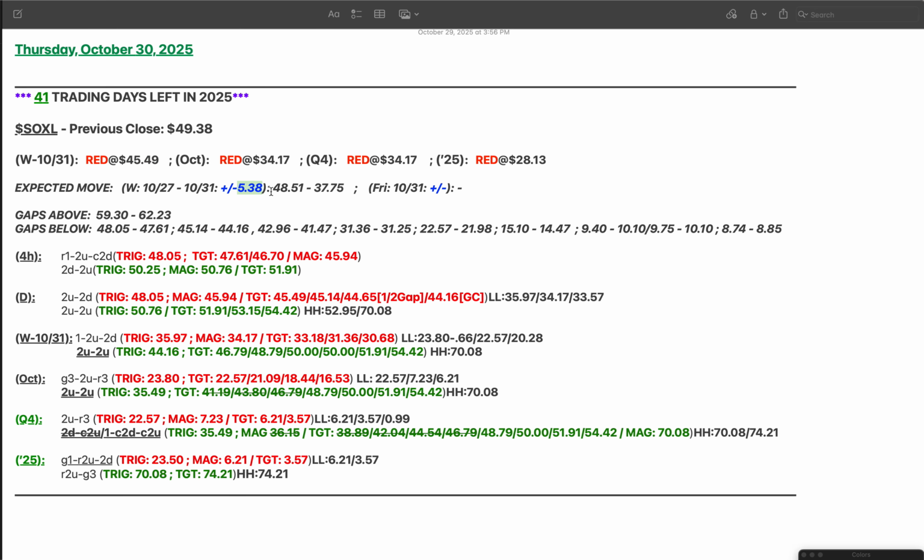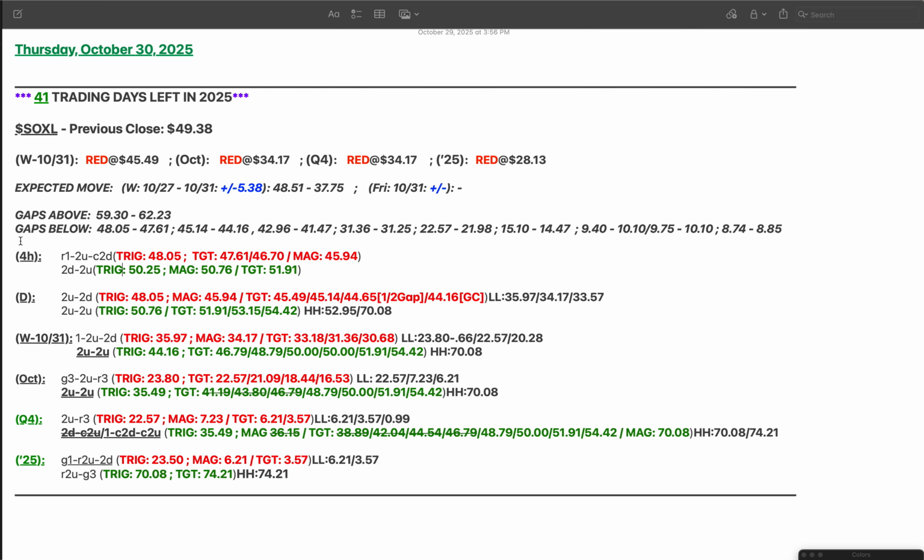Again, the expected move for the week was plus or minus $5.38 from Friday's close. That gave us a range of 48.51 to 37.75. At 49.38, again, we're above that expected range. So we have some muted expectations as to how far we continue to push higher. But again, that's not an end-all be-all. We saw basically a bounce off of that level today.